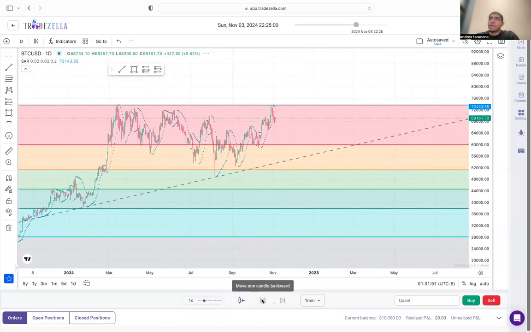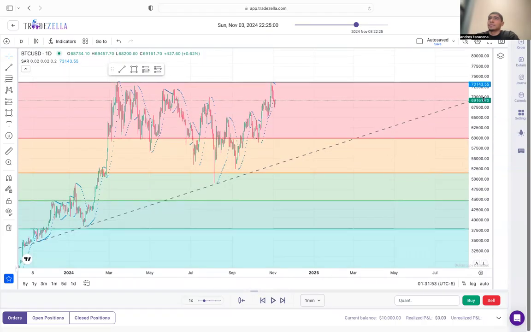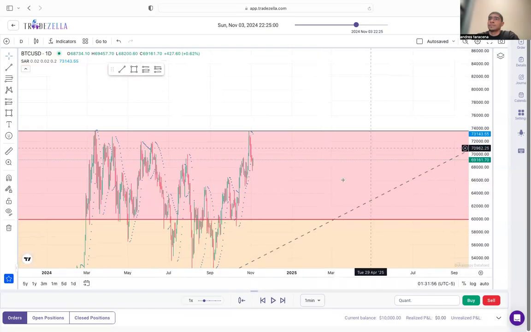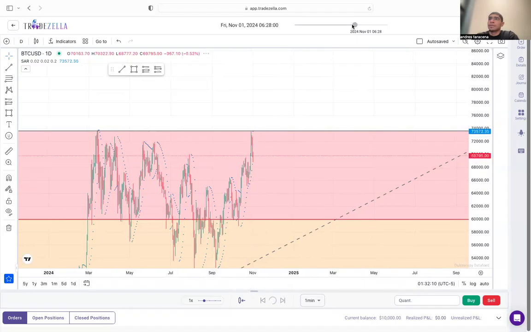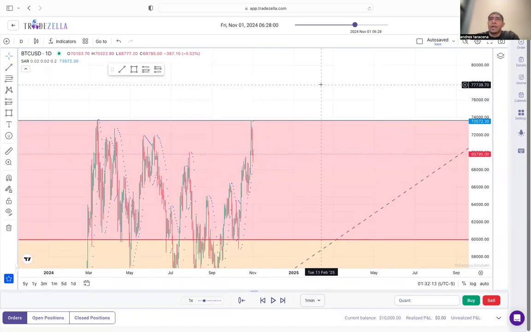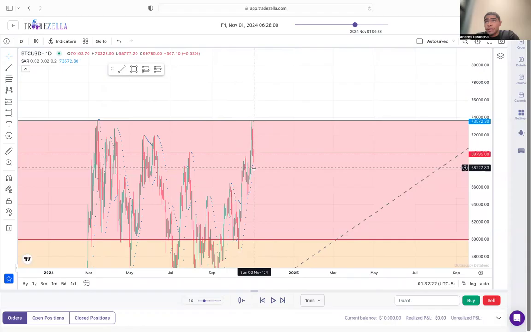So say we go back a few days. Let's go back. Why is it going back? Up there. Okay, cool. Okay, right here. We have our SAR flipped right here. So we had good momentum going to the upside. SAR flipped for a short. So would we take this short here? No, we wouldn't take a short.